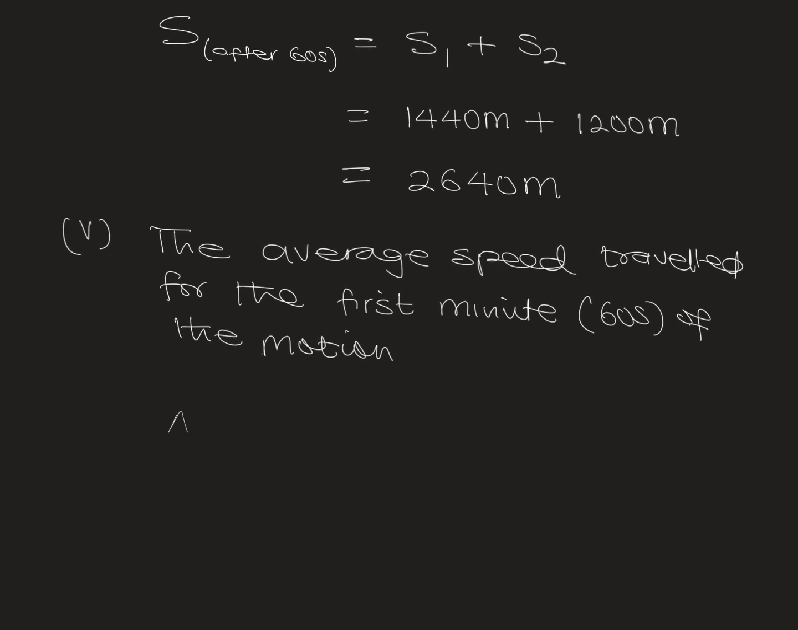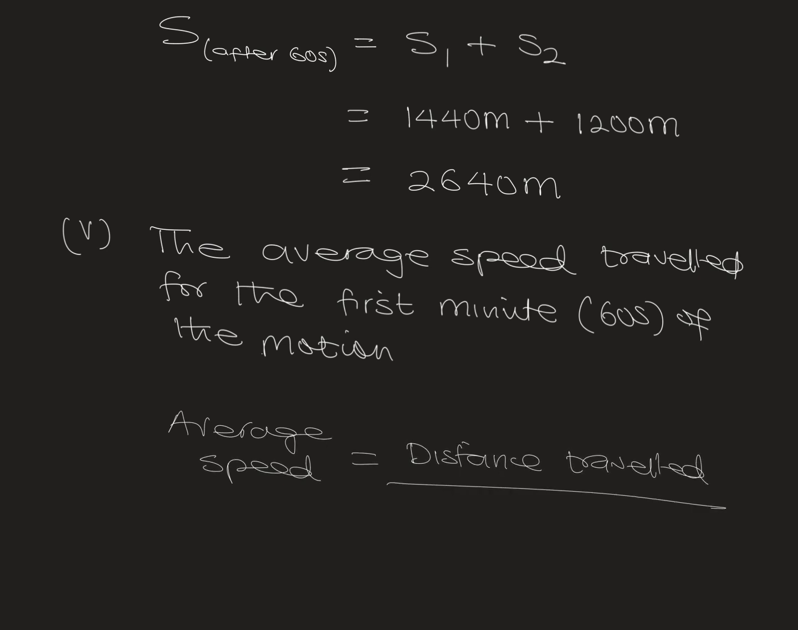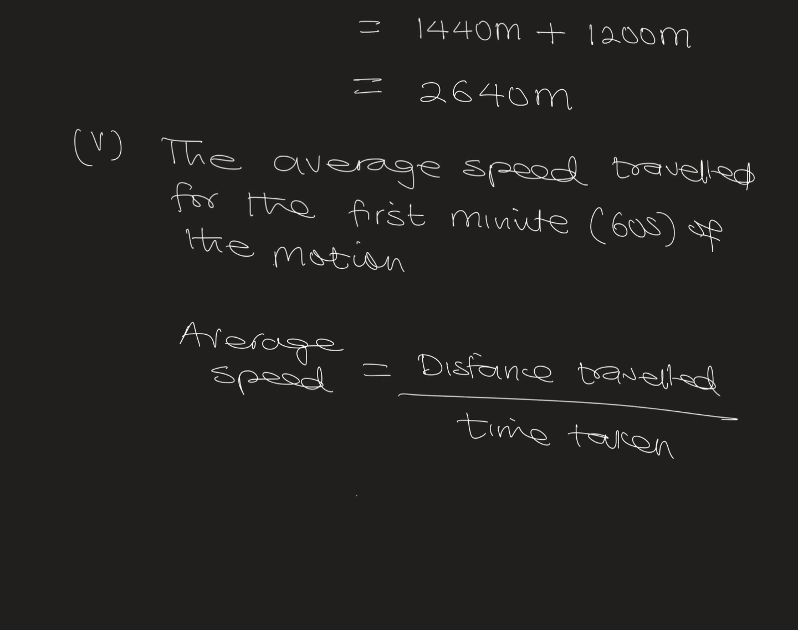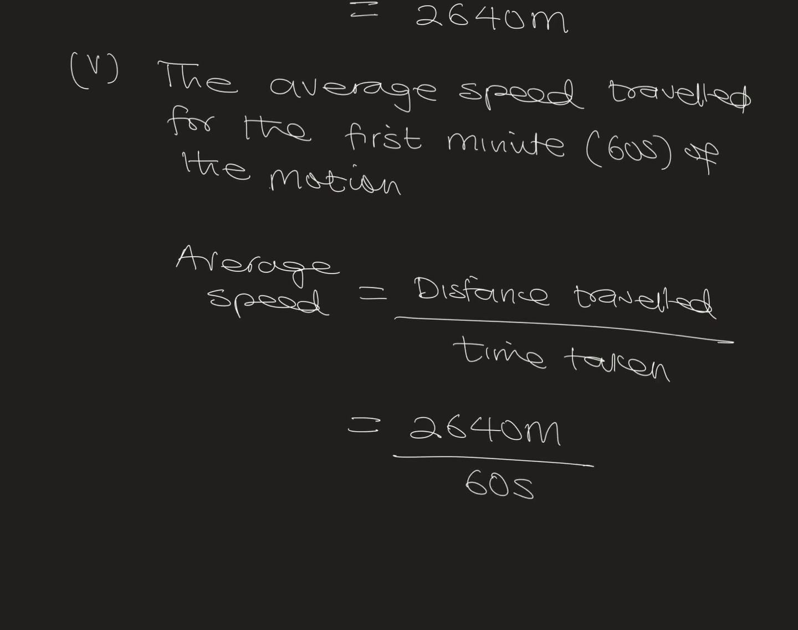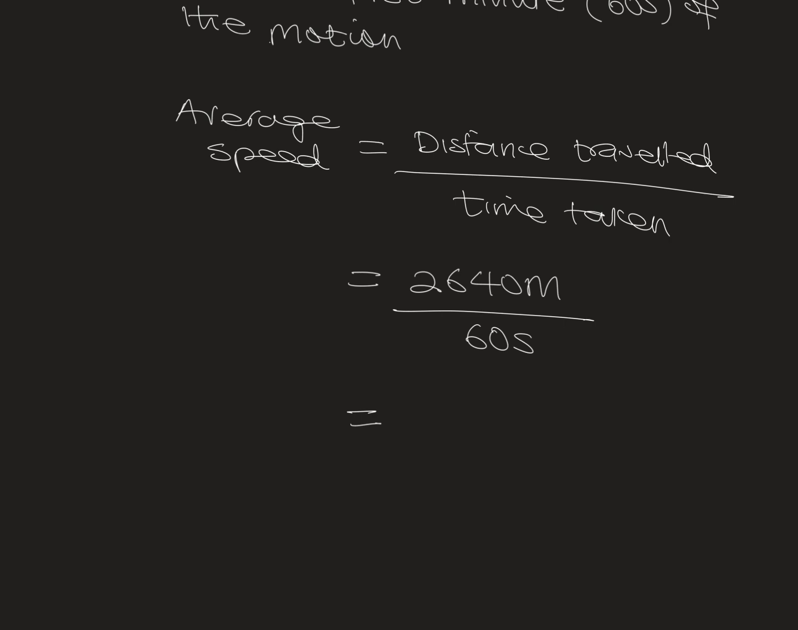We know that the average speed will be equal to the distance traveled divided by the time taken. So the distance traveled for the first 60 seconds, or 1 minute, is 2,640 meters. That will be divided by 60 seconds. And when you do that math, you get 44 meters per second as the answer.